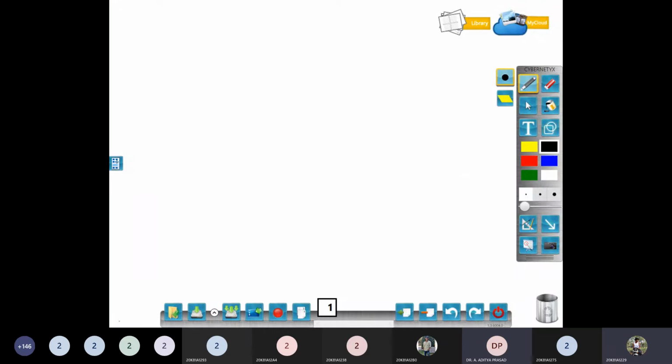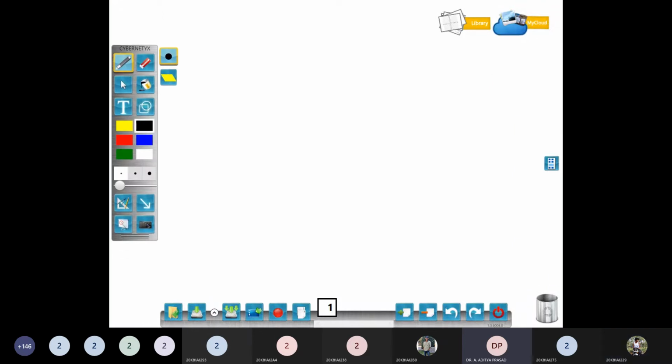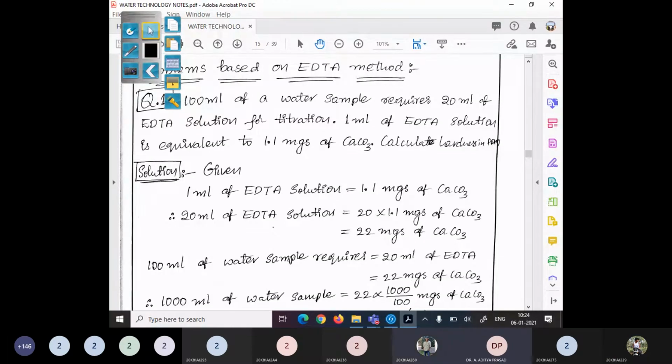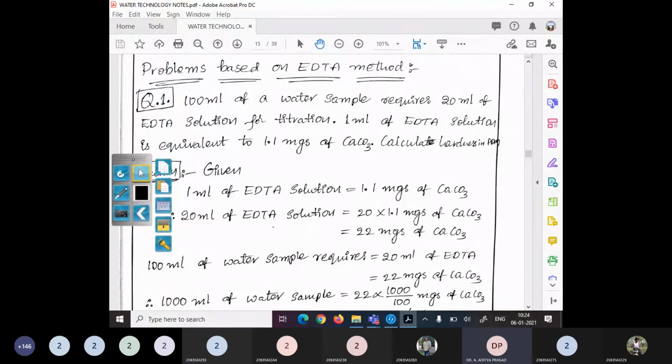Everybody able to see the whiteboard? Yes, sir. Okay, let us revise yesterday's problem once again, and then let's go to the second type of problem.